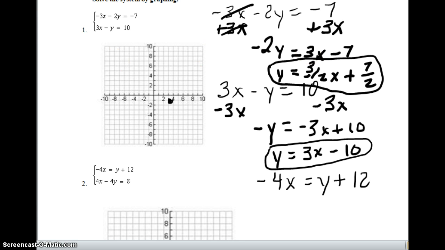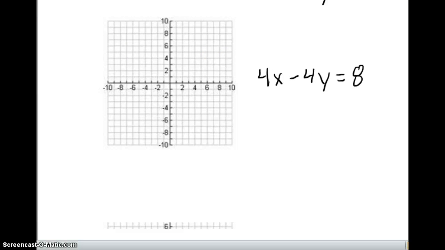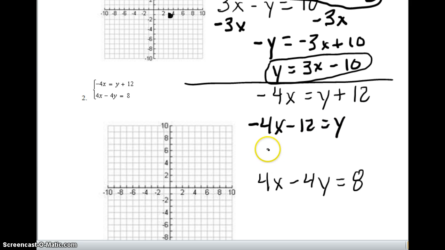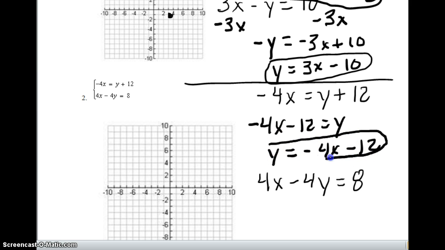Let's move on down to our second one here. Draw a little line here to separate the equations. Again, solving for y. This one's a little quirky. You can get y by itself by subtracting 12 from both sides. And remember, that's just the same thing as y equals negative 4x minus 12. You plug this line into your equation.